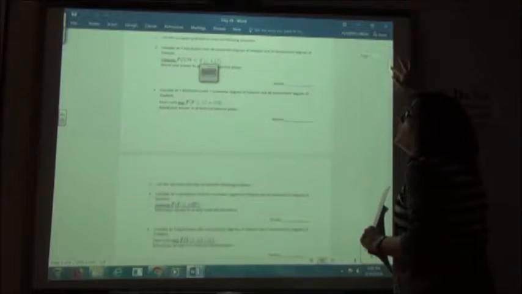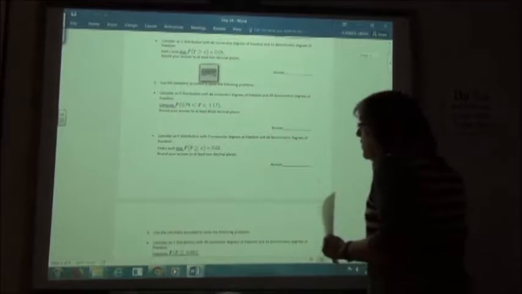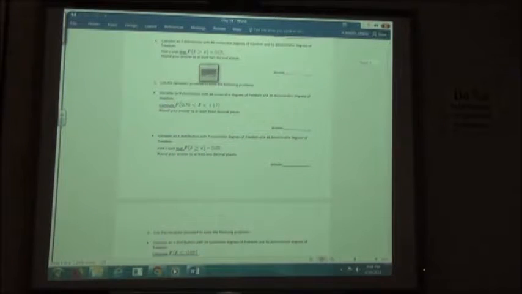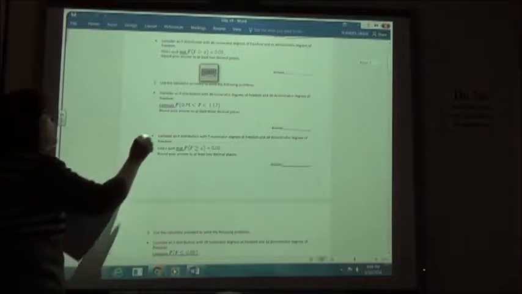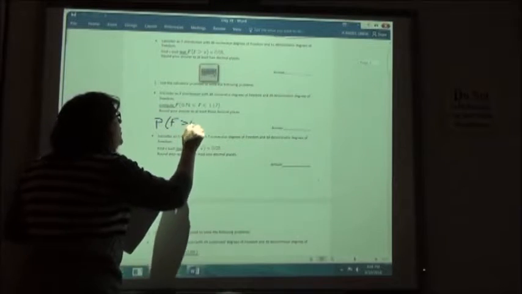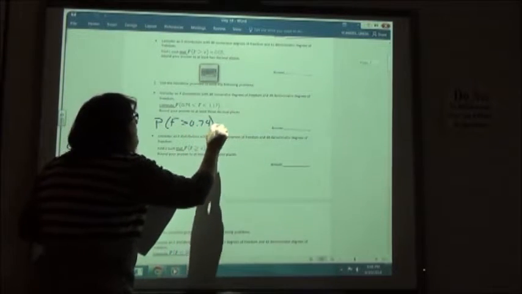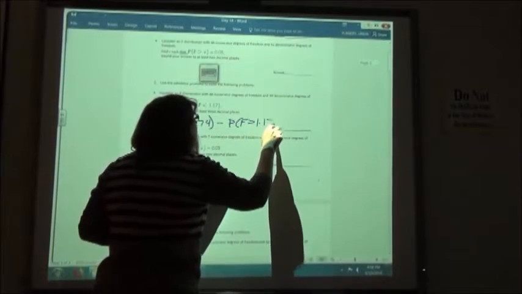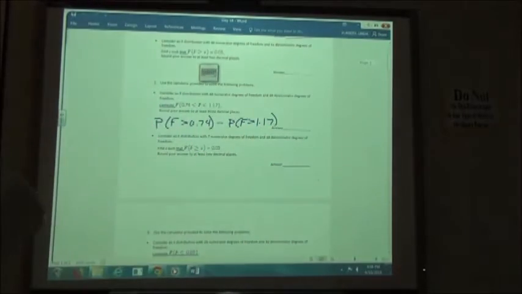So on number 2 then, we want to do between two numbers. If we're going to do between two numbers, we're just going to basically subtract the two values. So we're going to do P of F is greater than 0.74 minus the P of F is greater than 1.17. That would give you the part that's in the middle.